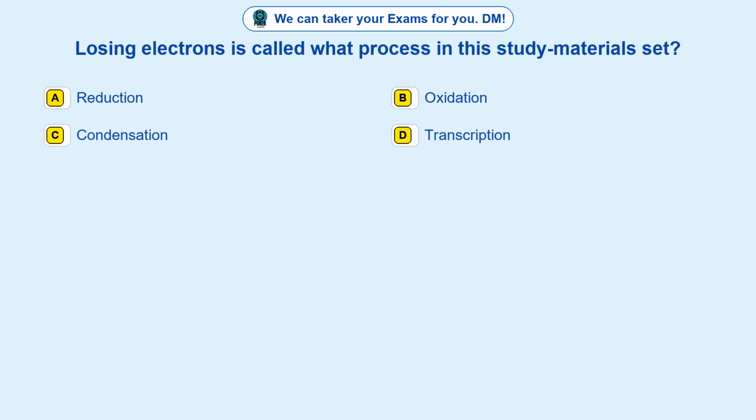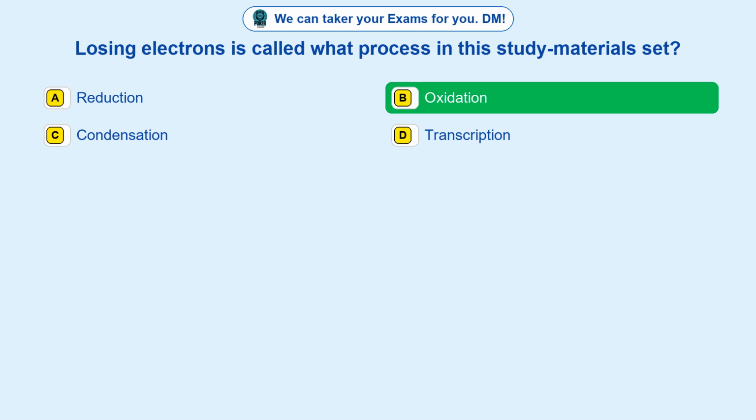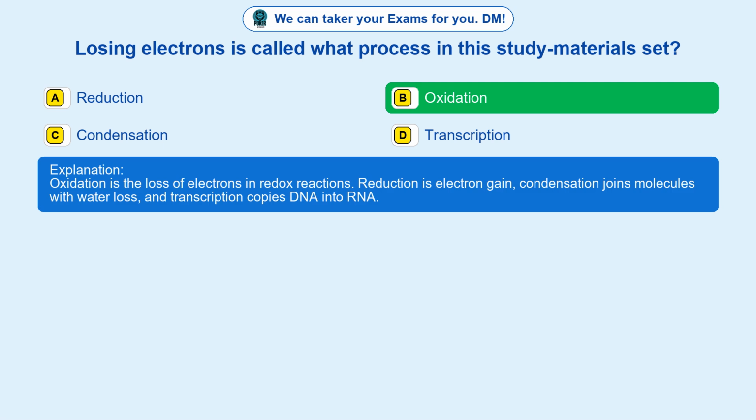Question 43. Losing electrons is called what process in this study material set? Option A, reduction. Option B, oxidation. Option C, condensation. Option D, transcription. The correct answer is option B, oxidation. Oxidation is the loss of electrons in redox reactions. Reduction is electron gain, condensation joins molecules with water loss, and transcription copies DNA into RNA.